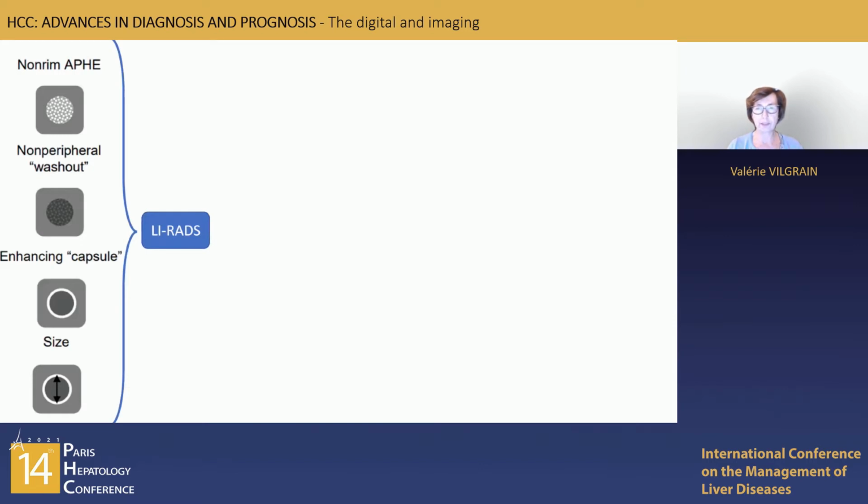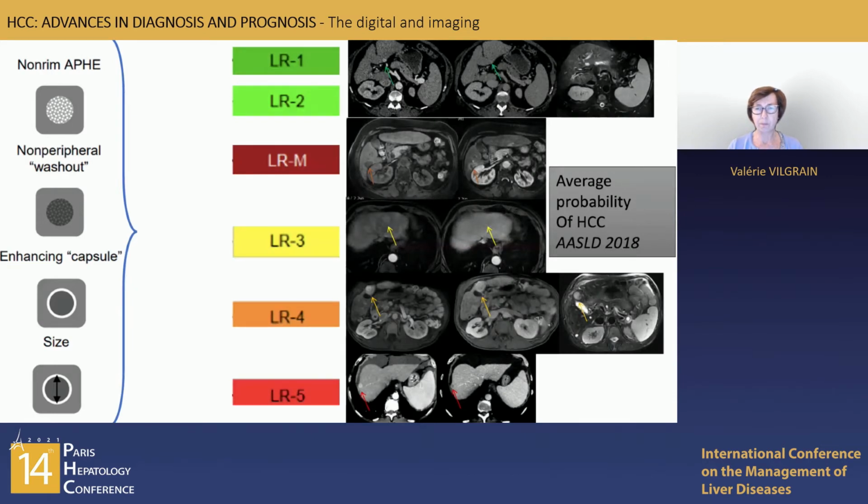First, you remember that imaging is able to diagnose non-invasively HCC based on several imaging features: the hyper-enhancement on arterial phase, the washout, the presence of capsule, and the tumor size. We can either use the EASL criteria or the LIRADS that combine these four criteria. And then, based on presence or absence of these findings, we can assess a probability of HCC.